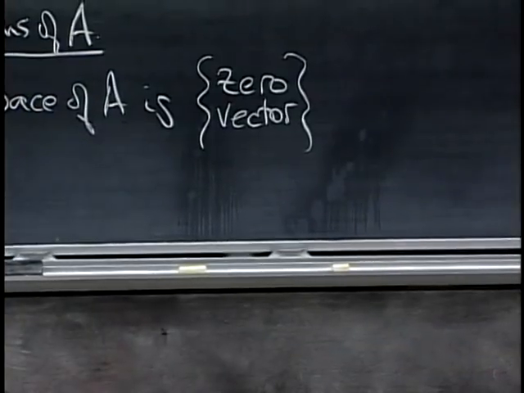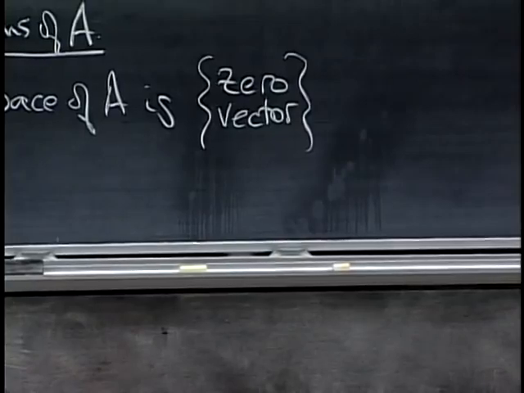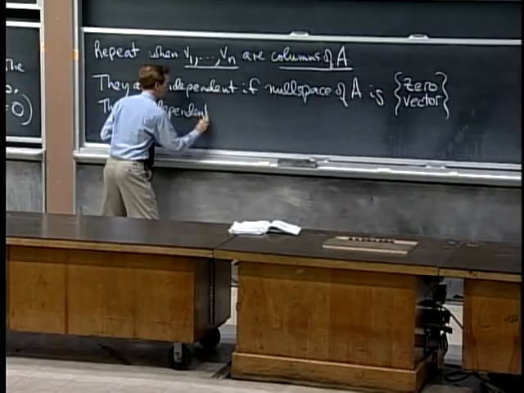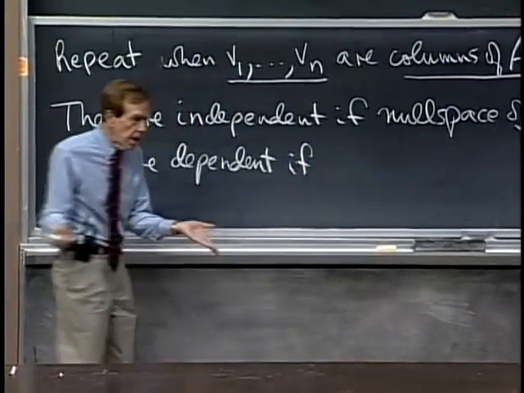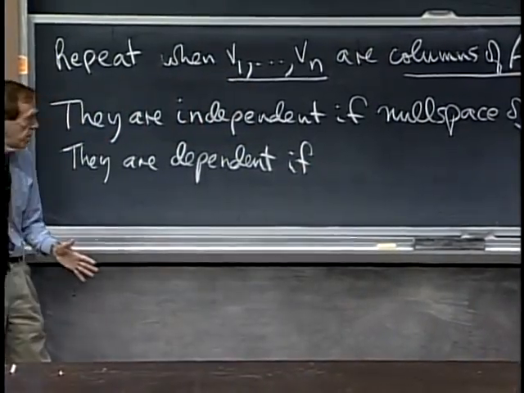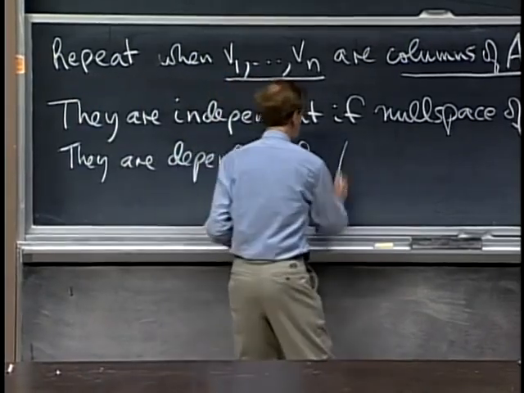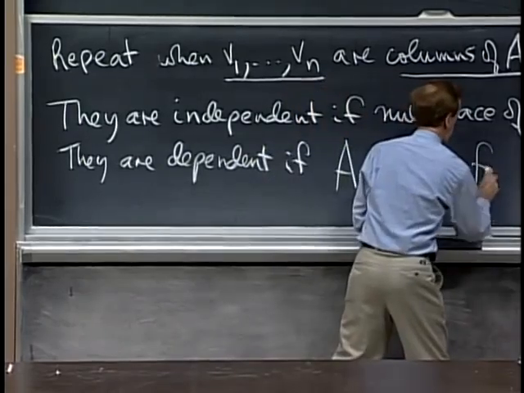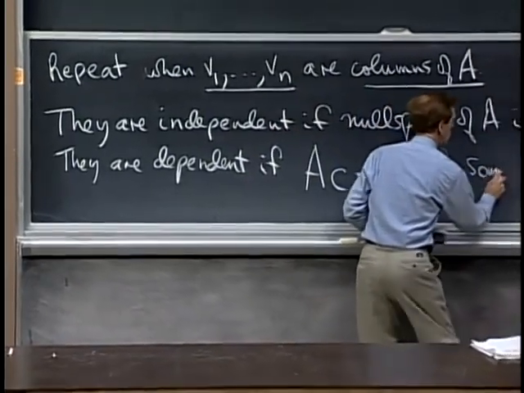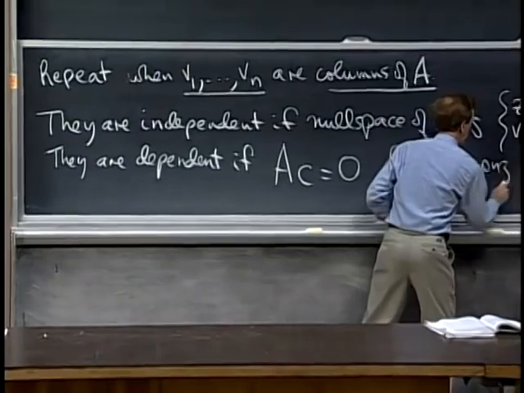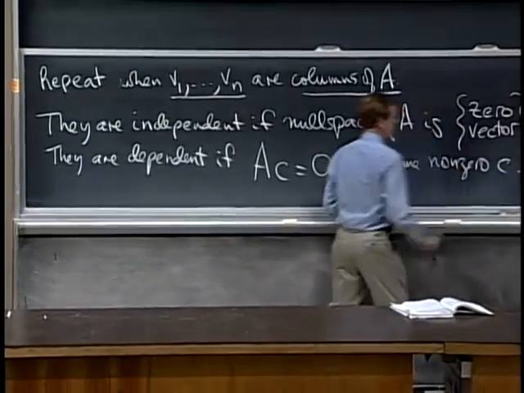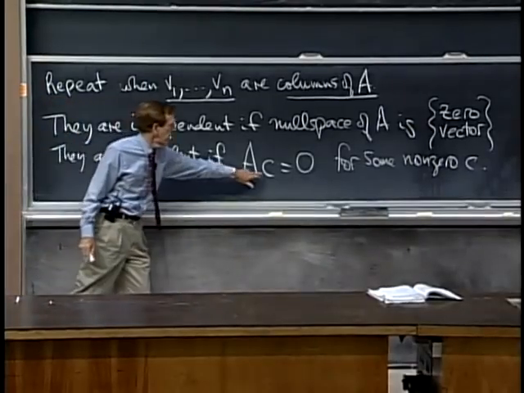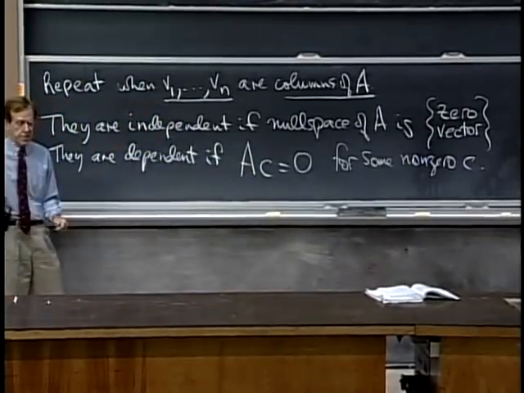They are dependent if there's something else in there. If there's something else in the null space, if A times C gives the 0 vector for some non-zero vector C in the null space, then they're dependent, because that's telling me a combination of the columns gives the 0 column.